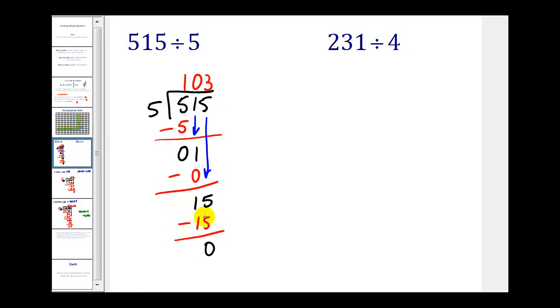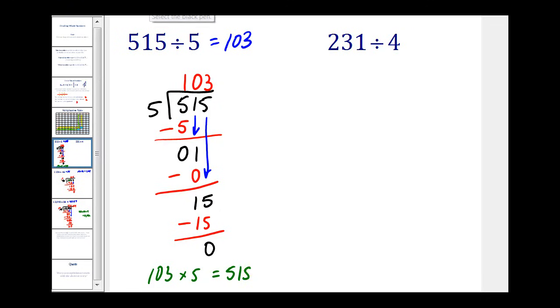Notice our final difference is 0, and since there are no more digits to bring down, this tells us our remainder. And since the remainder is equal to 0, that means 5 divides evenly into 515, and the quotient is 103. To relate this to multiplication, if 515 divided by 5 equals 103, then it must be true that 103 times 5 must equal 515.